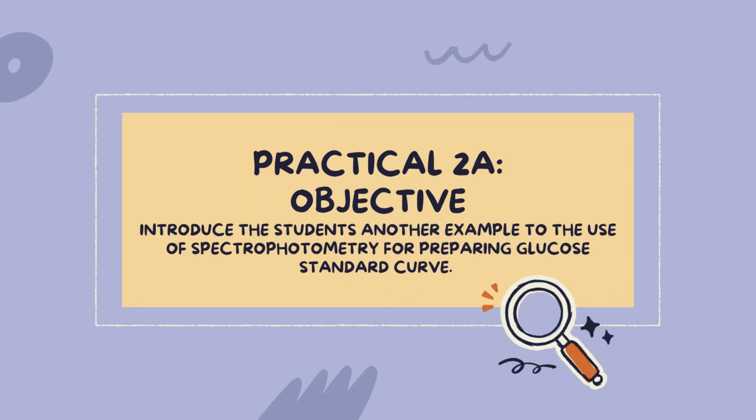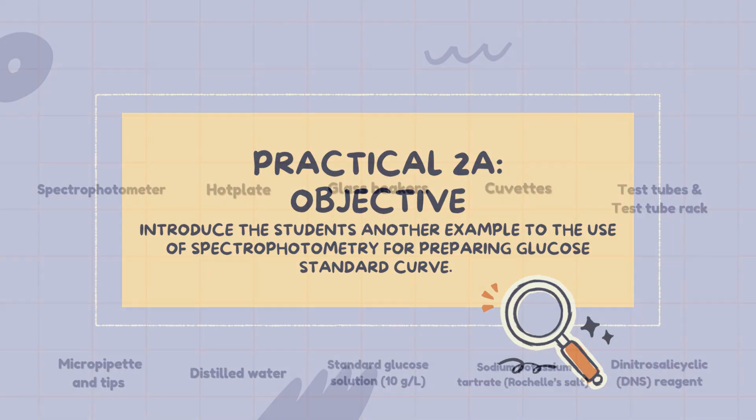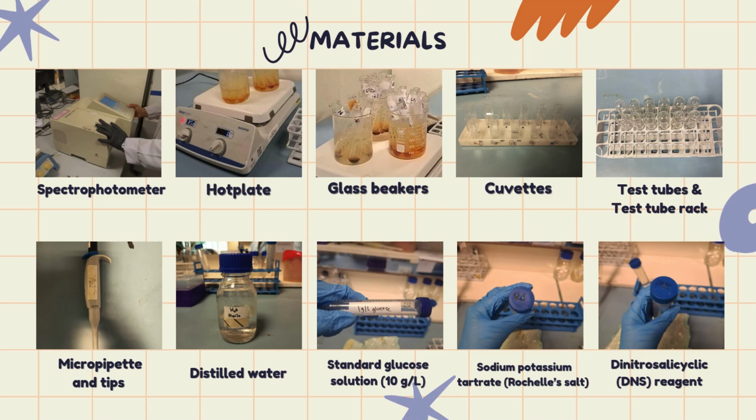For practical 2A, the objective is to introduce the student to another example of the use of spectrophotometry for preparing a glucose standard curve. These are the materials used in the experiment. First, spectrophotometer, hot plate, glass beakers, cuvette, test tube and test tube rack, micropipette and tips, distilled water, standard glucose solution, sodium potassium tartrate, and DNS reagent.